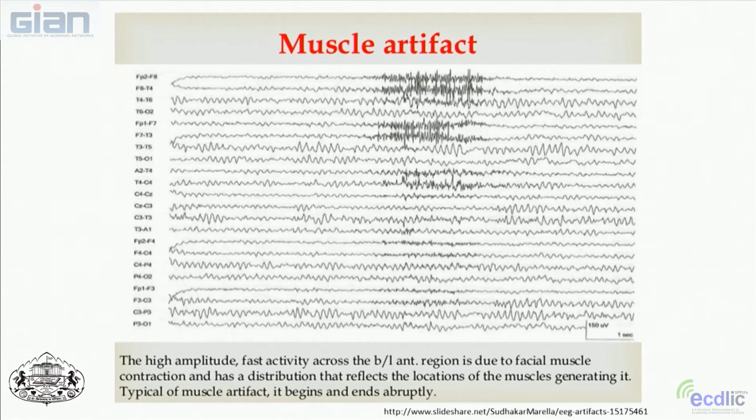So here's some muscle artifact. You can see this very high frequency activity sort of in the center on the top electrodes. So it's high amplitude, very fast activity, and it's due to facial muscle contraction.